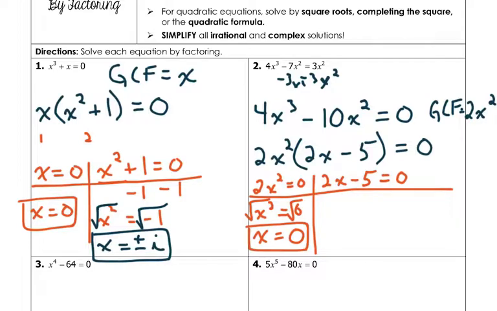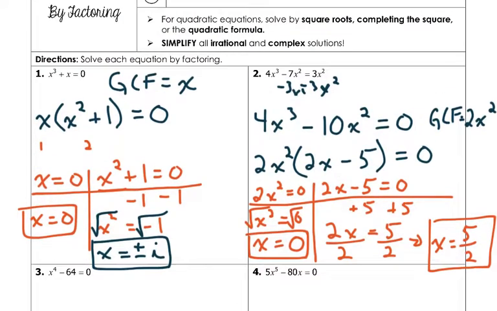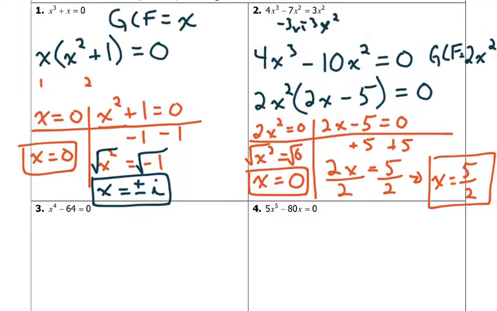For our next one, we have to add 5 to both sides. Just doing basic algebra here. We end up getting 2x equals 5. Divide both sides by 2, and we end up with x equals 5 over 2. And that is our second answer. So we have 2 answers here. There they are, x equals 0, x equals 5 over 2. There's a better way to write these out. I'm kind of running out of space here. I'm going to have to end this video and start a new one.